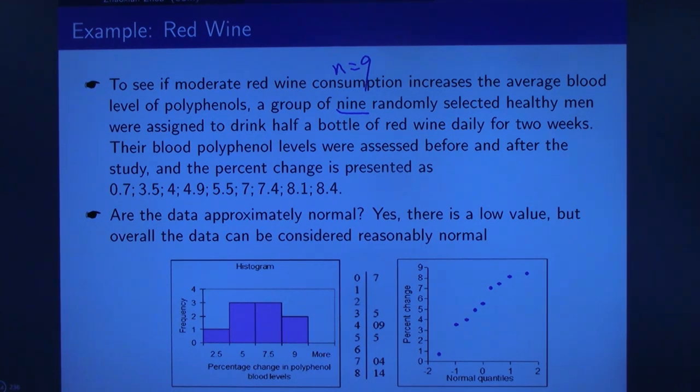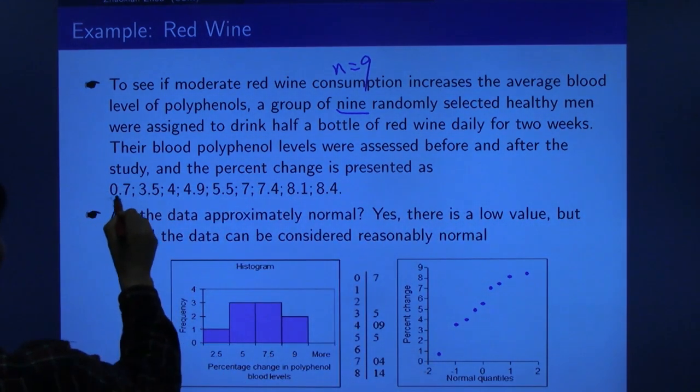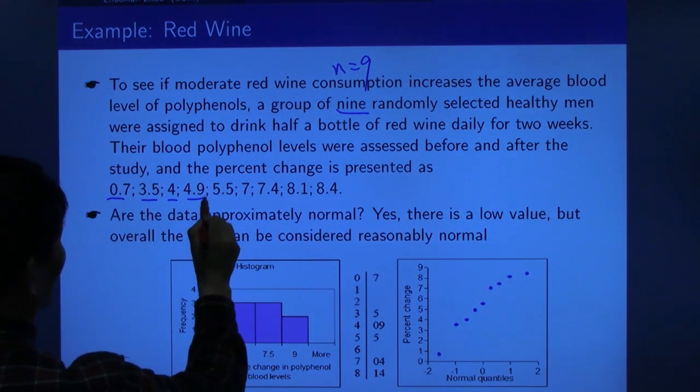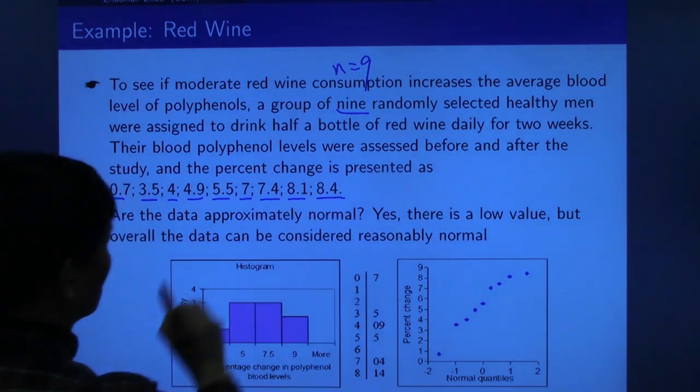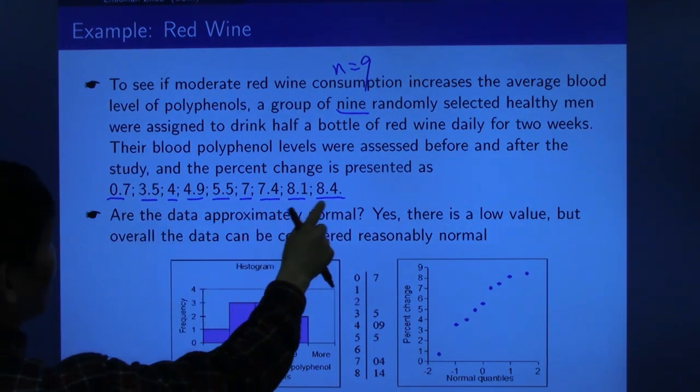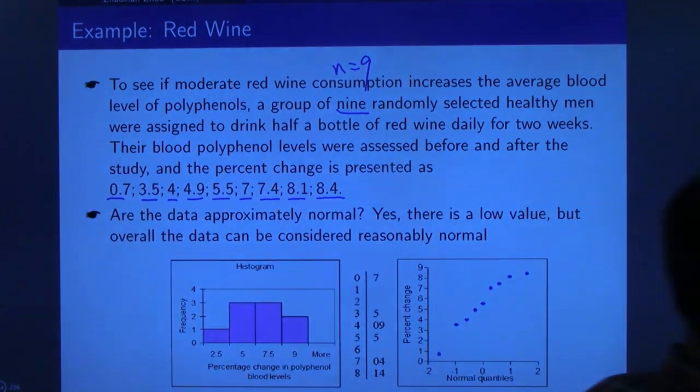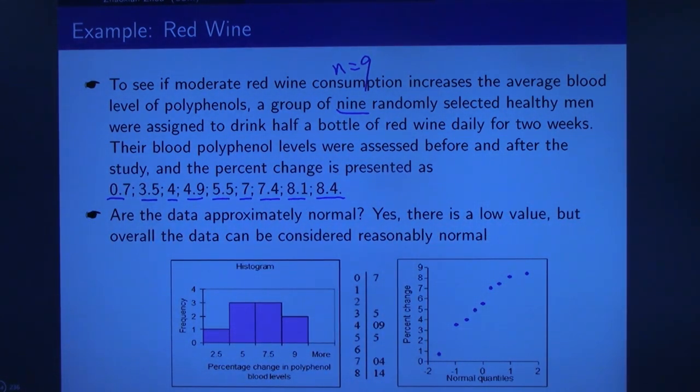And the percentage change is presented as 0.7, 3.5, 4, 4.9, 5.9, 8.5, 7, 7, 4, 8. Okay, so 1, 2, 3, 4, 5, 6, 7, 8, 9. So 9 numbers. Those are the increases of polyphenol levels.